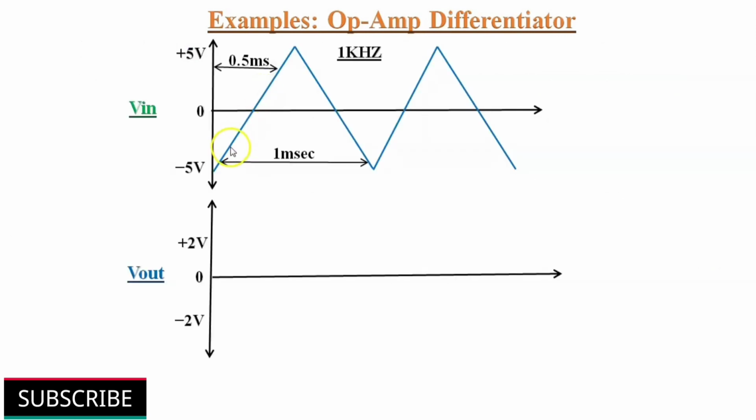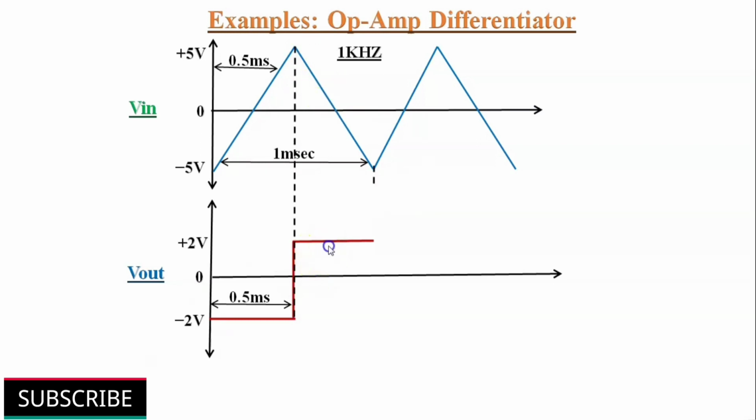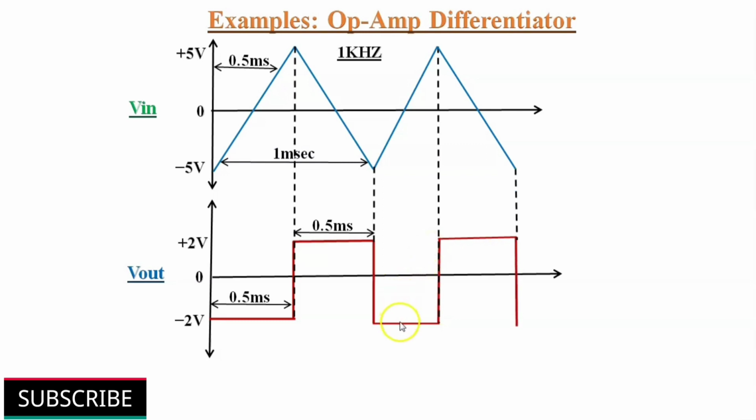So during the first half cycle, or 0.5 milliseconds, the input signal slope is positive, so our output signal is minus 2 volt. The next input signal slope is negative, so our output signal reaches plus 2 volt in another 0.5 milliseconds. In this way our output voltage will vary between minus 2 volt and plus 2 volt for the rest of the positive and negative slopes of the input signal. So in this way the triangular wave input will produce a square wave pulse. That's all about op-amp as differentiator.